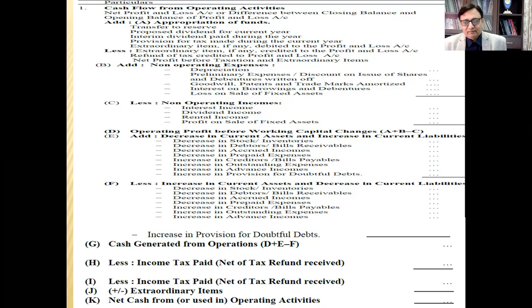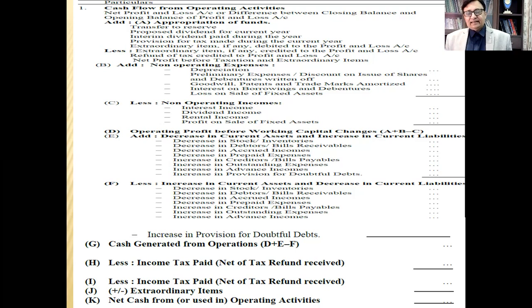But usually the most important method followed for preparing this operating activities section is the indirect method. Indirect method means we already have the figure of net profit, which is available in the income statement or statement of comprehensive income in the form of net profit or loss. That is prepared on the accrual basis.